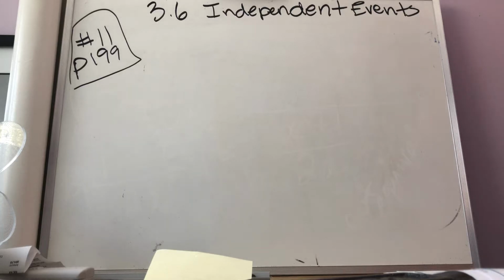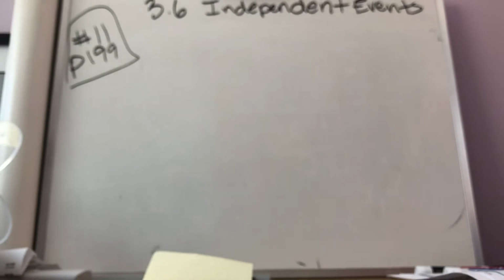Hi everybody, I had a request to go over this question. That's question 11 on page 199. It had to do with looking in the independent events section. So you'd have to identify whether this is dependent or independent. And this one actually sort of shows us both of them.